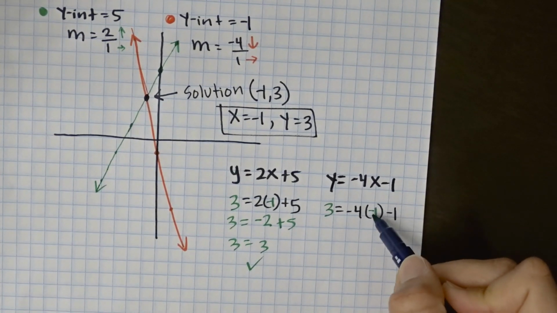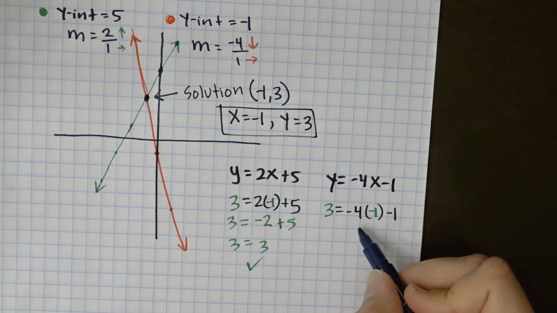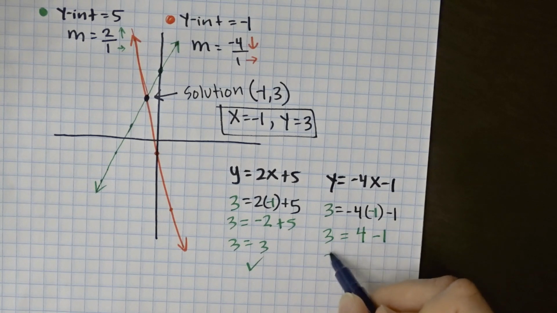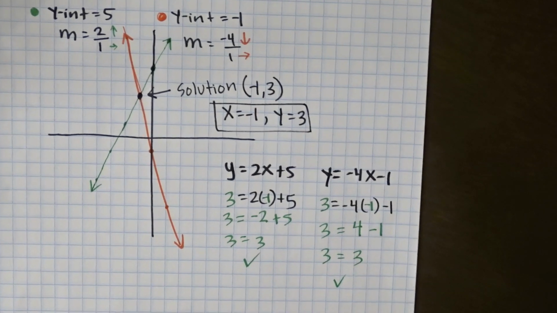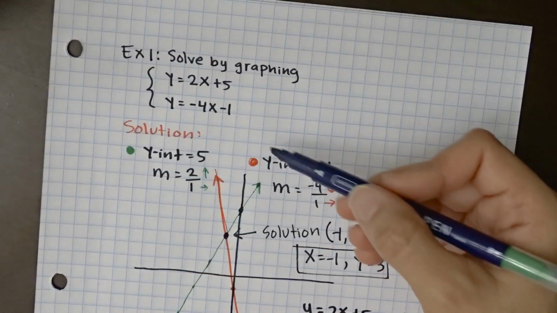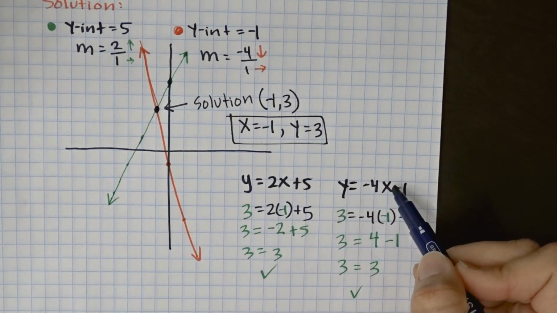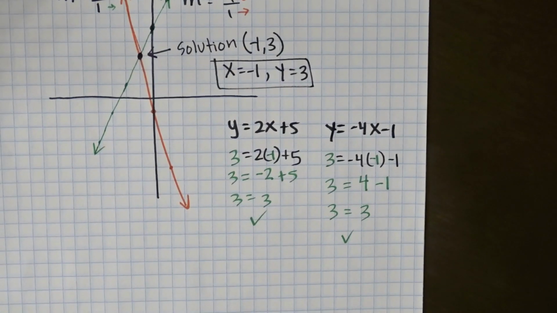Now when I plugged in -1 and 3 in my second equation, -4 times -1 is +4 minus 1. That does give me 3. And again, it checked. So I just confirmed that this is truly the solution to this equation and this one, because here we showed me that you plugged in x, plugged in the y value, and it worked.